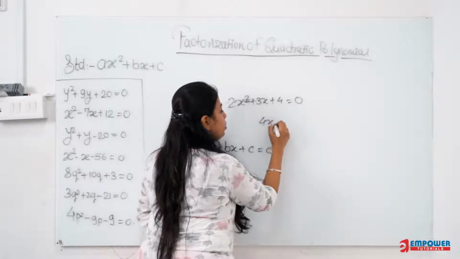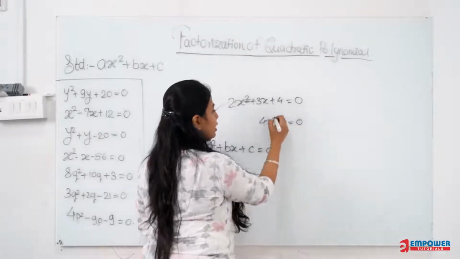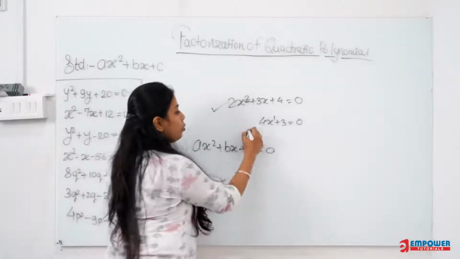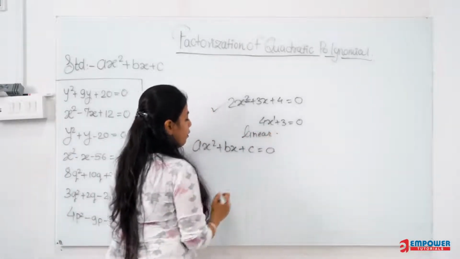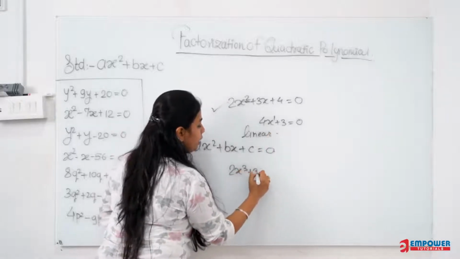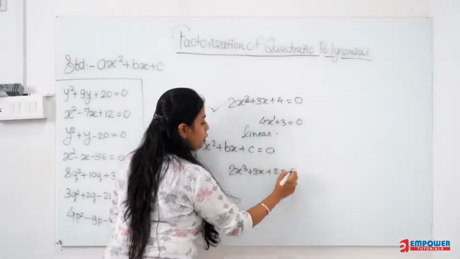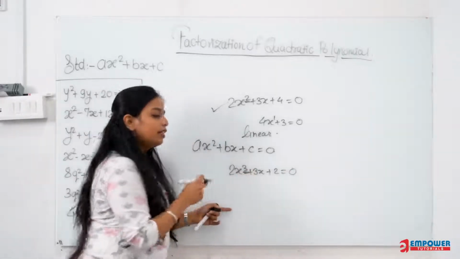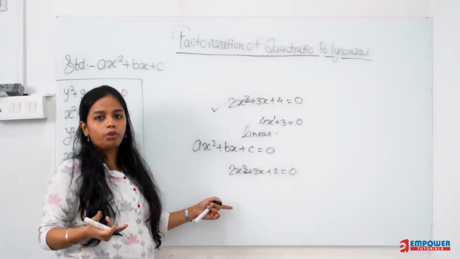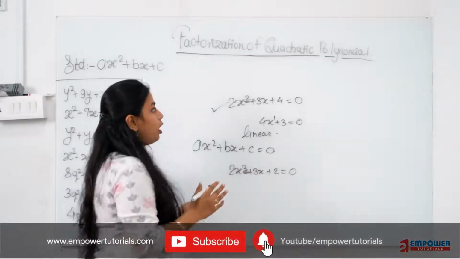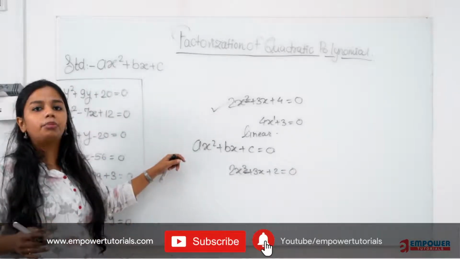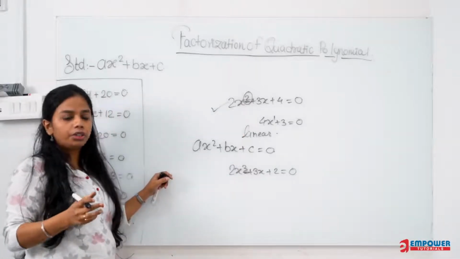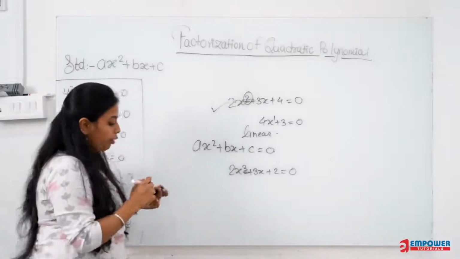If you have 4x plus 3 is equal to 0, in this case the highest degree of my variable is 1. So this is a linear polynomial. And when you have 2x cube plus 3x plus 2 is equal to 0, in this case the highest power of your variable is 3. So in this case I will call it a cubic polynomial. So this is how you differentiate between different polynomials. When you have 2 as the highest power of your polynomial, you call it a quadratic polynomial.